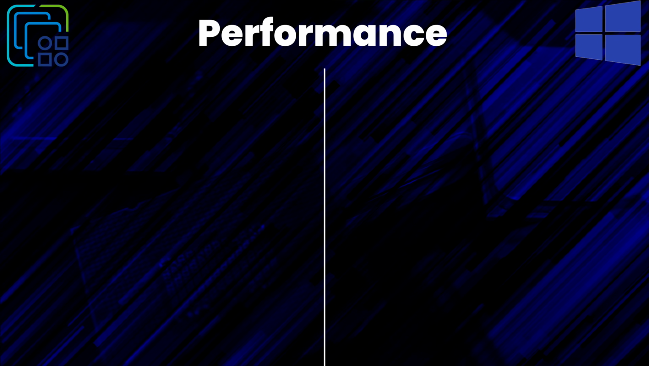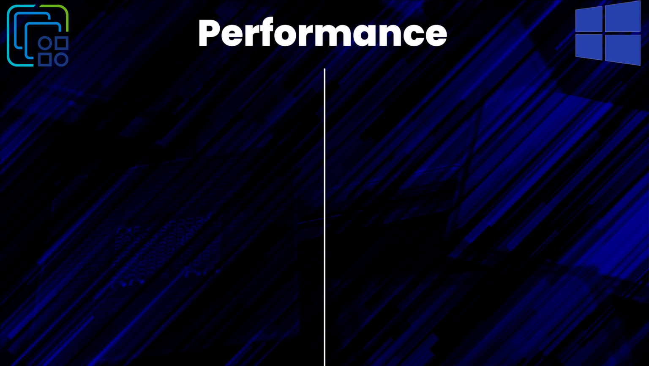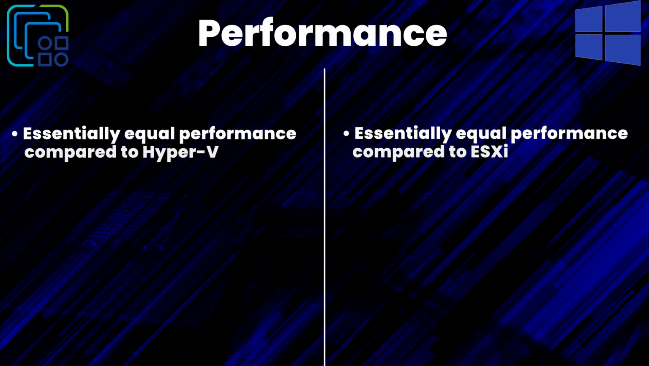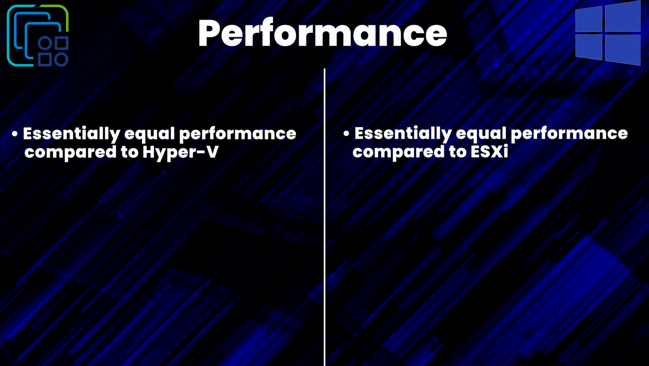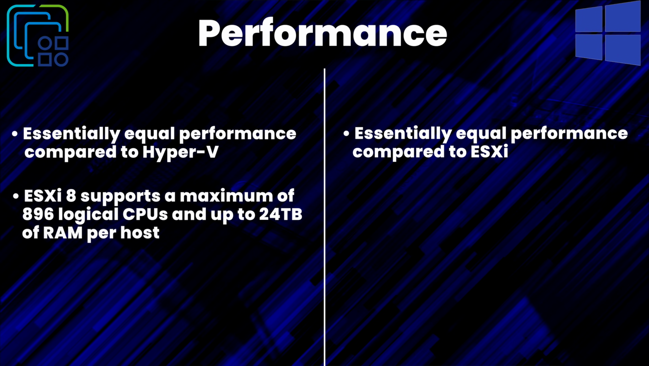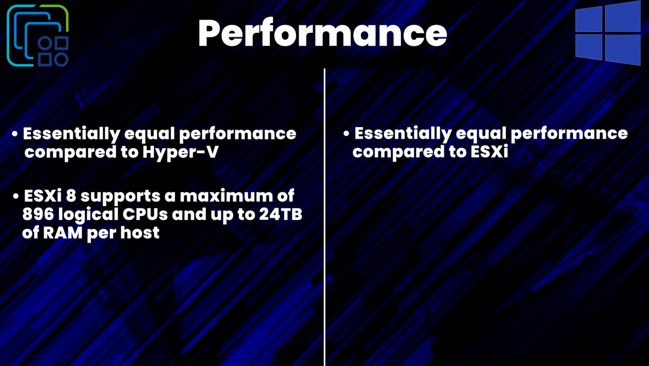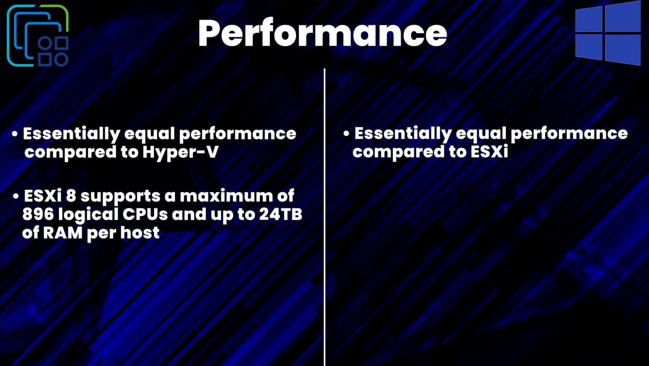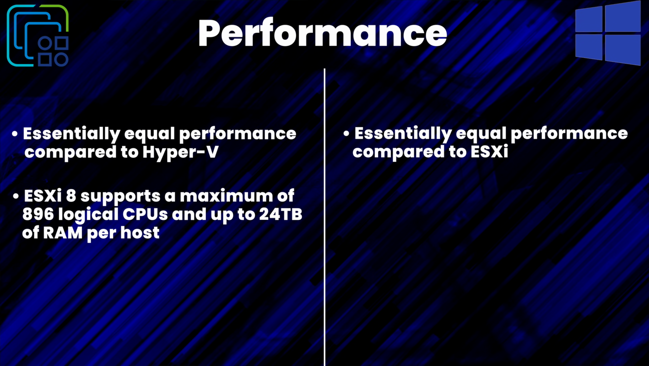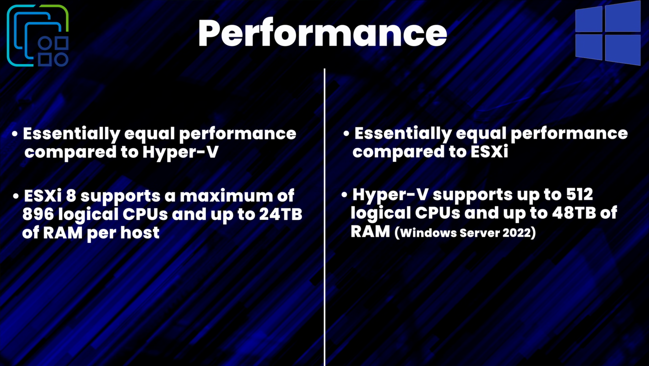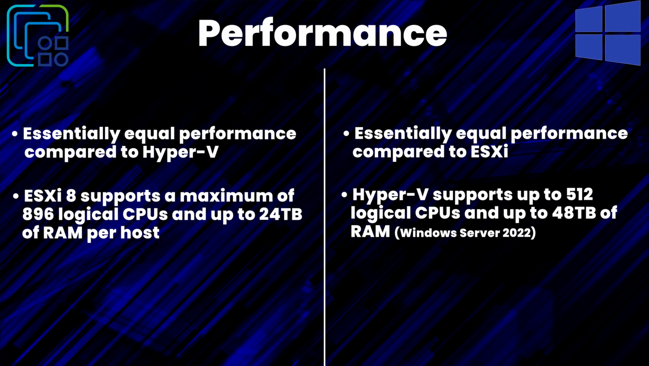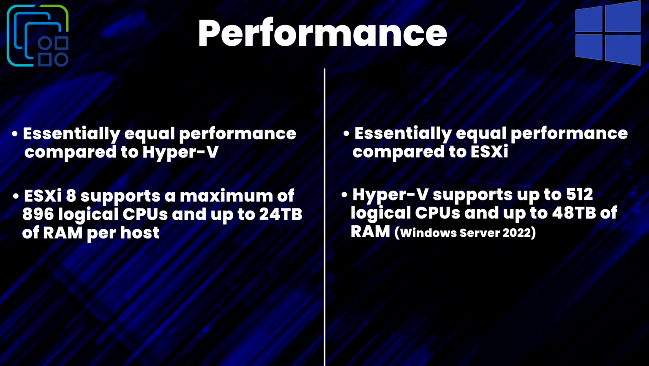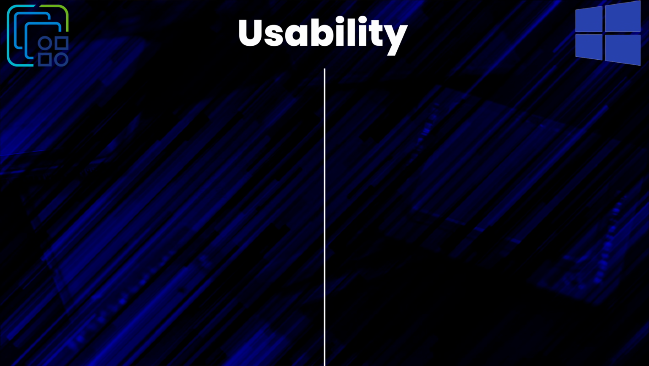On to performance. While performance is highly dependent on what's running in your workloads, these days, performance between the two hypervisors looks to be nearly equivalent. Version 8 of ESXi supports a maximum of 896 logical CPUs and up to 24 terabytes of RAM per host. Hyper-V supports up to 512 logical CPUs and a maximum of 48 terabytes of RAM in Server 2022. Now let's talk about usability.